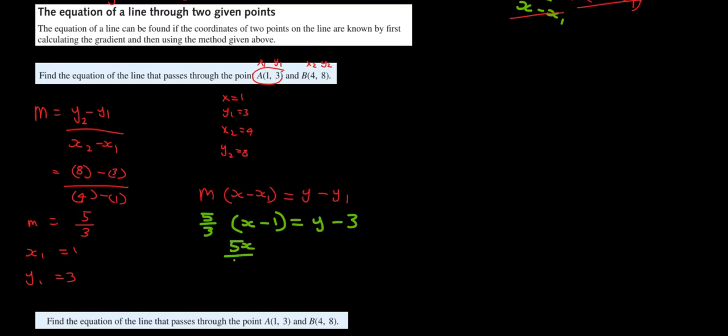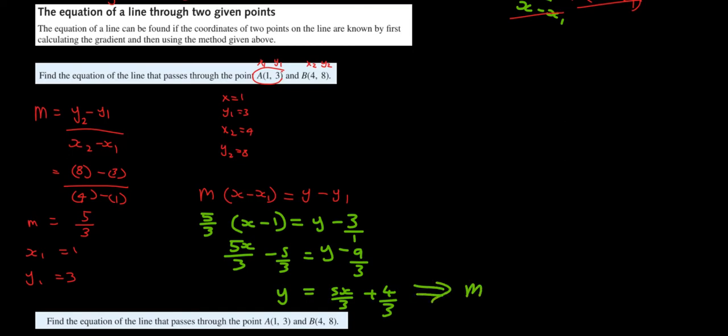So let's distribute this into the bracket. We get 5x over 3 minus 5 over 3. I'm going to write this as a fraction out of 3; that's just out of 1 there. So that is 9 out of 3. If we add 9 over 3 to both sides, we get y equals 5x over 3 plus 4 over 3. I hope you can see this implies that the gradient is 5 over 3, which is what we got here, and the y-intercept is 4 over 3.